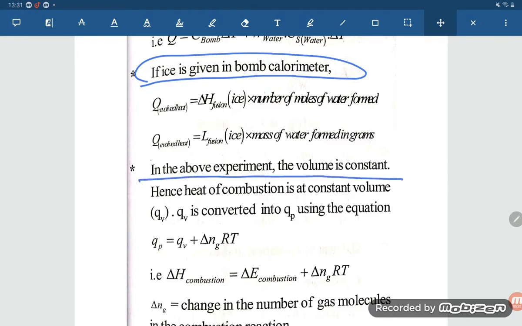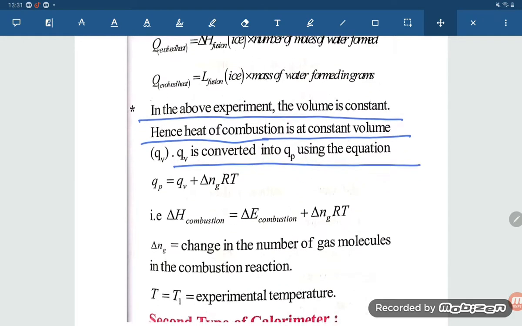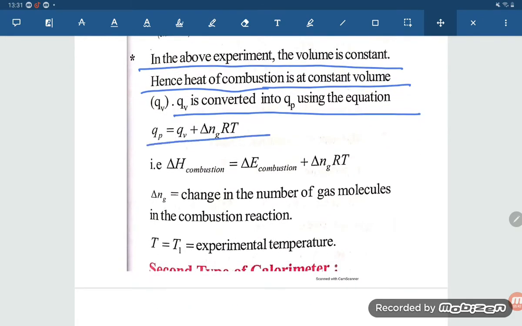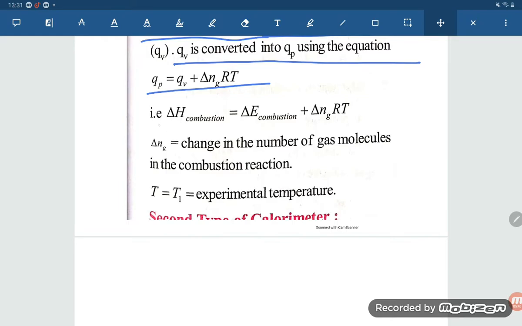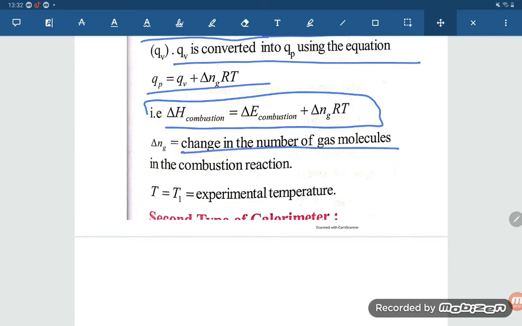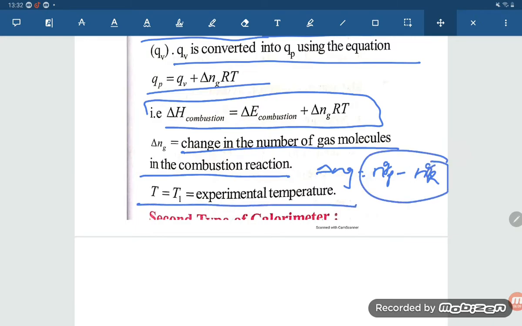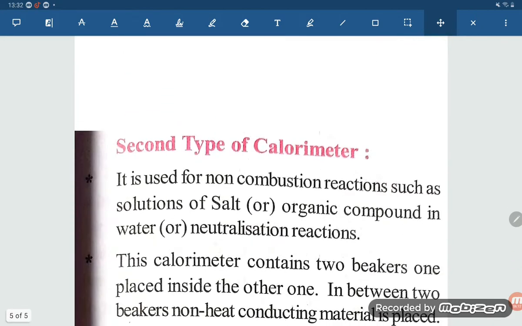In the above experiment, the volume is constant, hence the heat of combustion is at constant volume, that is QV. QV is converted into QP using the equation QP is equal to QV plus delta n_g RT. Delta H combustion is equal to delta E combustion plus delta n_g RT. Delta n_g is the change in the number of gaseous molecules in the combustion reaction, calculated as delta n_g equal to n_g of products minus n_g of reactants. T is equal to T1, that is the experimental temperature.